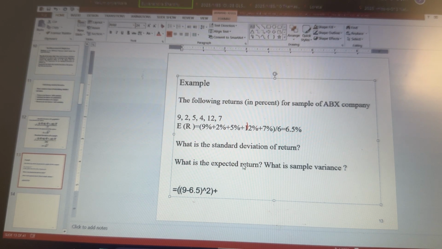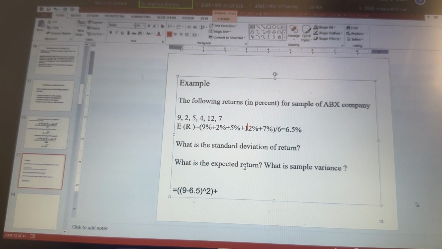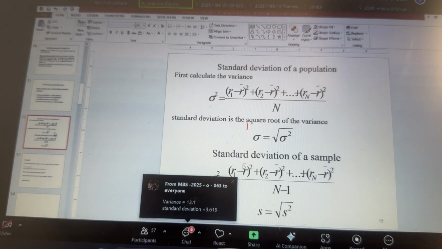Can you try yourselves and update the answer for variance? Now, this is 6.5, which I calculated as the expected return or average return. Now you can calculate the sample variance and standard deviation. Can you try? What is the sample variance and sample standard deviation? Update the answers in the chat box after doing it yourself. You can use this given equation. This is the equation for variance. Adding all these things, divided by n minus 1, is the variance.